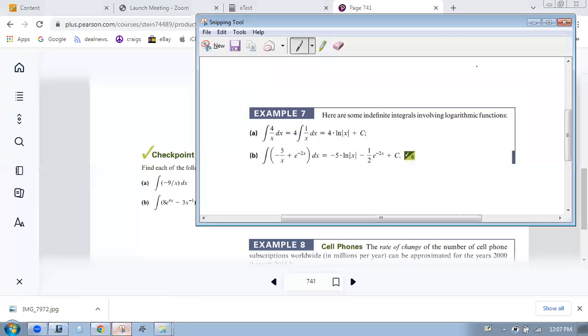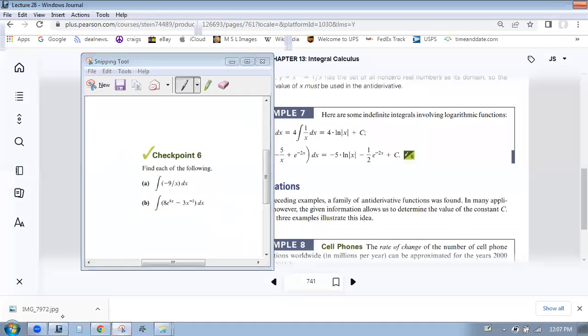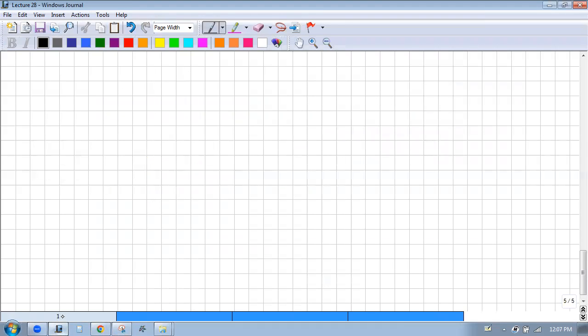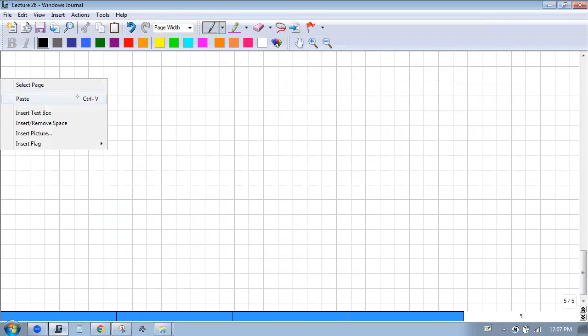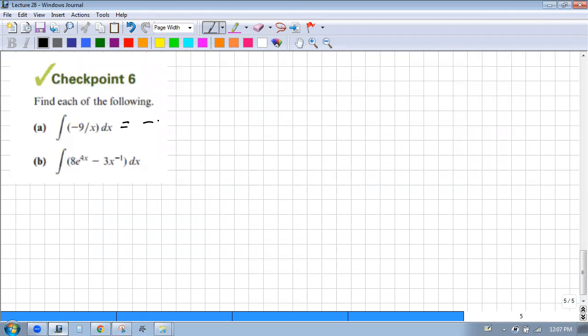Now let's do this checkpoint here. All right, this one, we can pull out the minus 9. We still have a 1 over x. So this is just minus 9 natural log of x plus a constant.